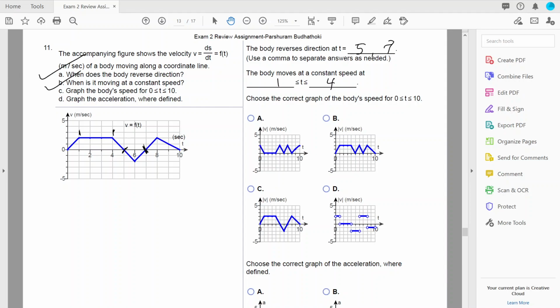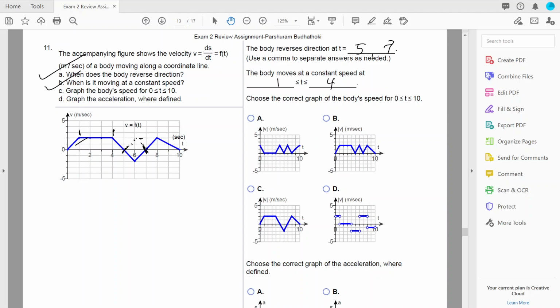Let's go to part C, graph the body's speed. Remember, speed means it's just a positive velocity. So wherever it's positive, you just copy and paste. If it's negative, just make it positive. As you can see, this is positive up to 5. From 5 to 7, it's negative, so just make it positive. Whatever you see, just flip it. If you flip it, the graph would come here. This flip would be like this.